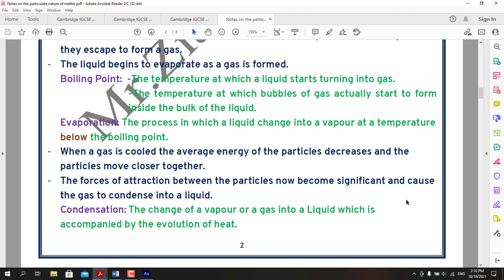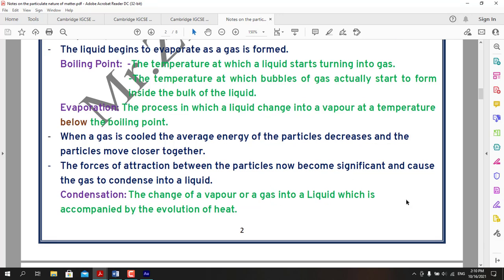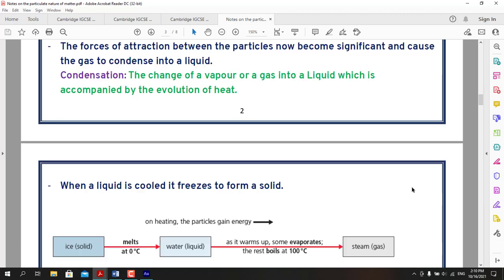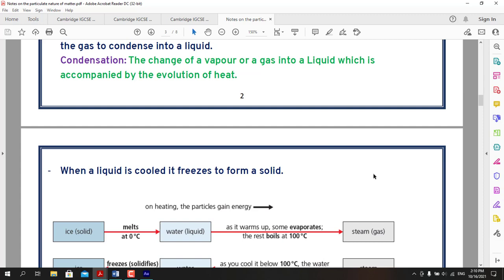Condensation is the change of a vapor or a gas into a liquid, which is accompanied by the evolution of heat. So turning a gas into a liquid is followed by heat evolution. Now we have a gas turned into a liquid. Now we want to turn that liquid into a solid. So we do the same thing. We cool that liquid, or in other words, we freeze it.